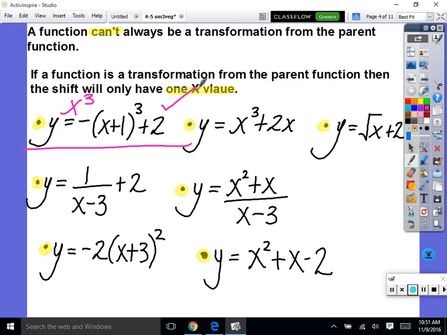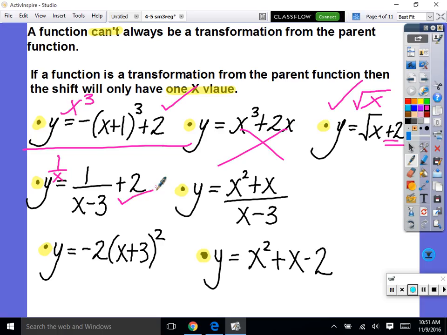That one's a yes. Looking at this one, x cubed plus 2x. Do you see how there's two x's? This is not a shift from the parent function x cubed. We all understand. So this would be graphed differently. So not a shift from the parent function. This is a shift from the parent function because there's only one x. So it's a shift from the parent function, the square root of x, it's up 2. This one's a yes, a shift from the parent function 1 over x.